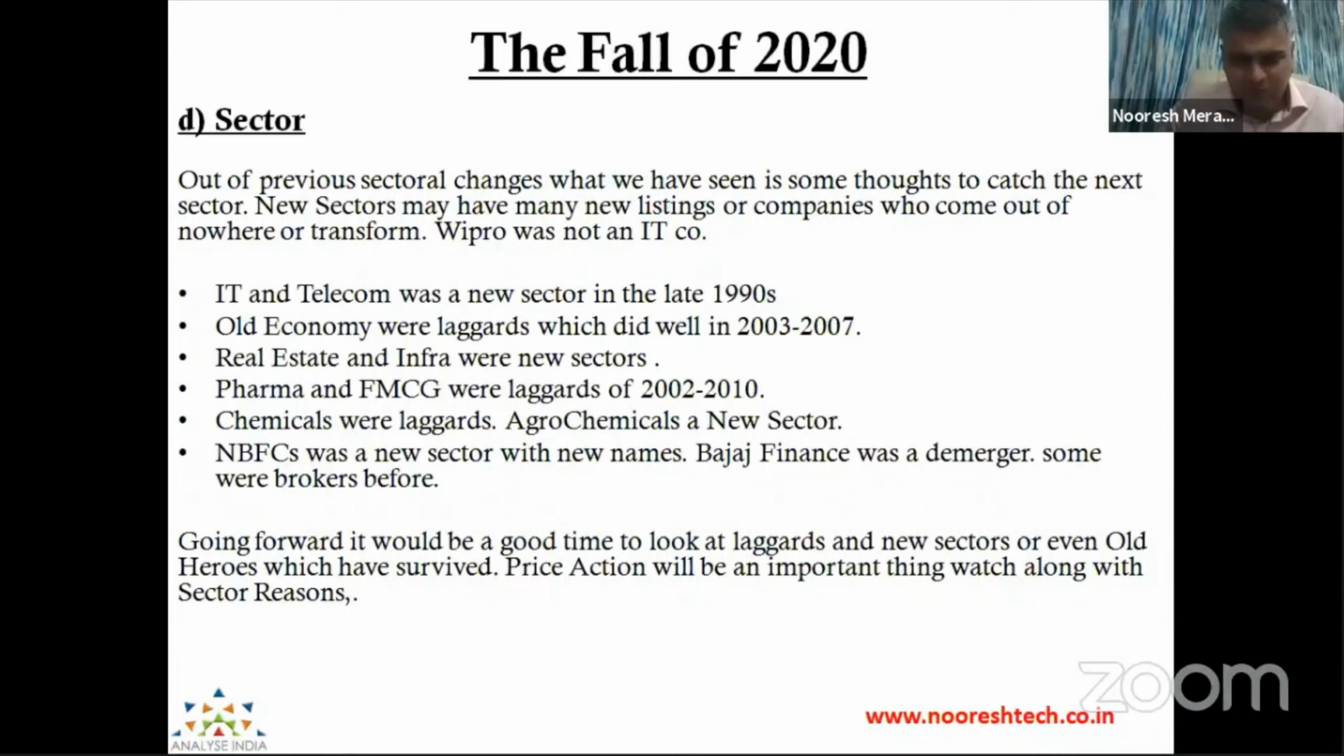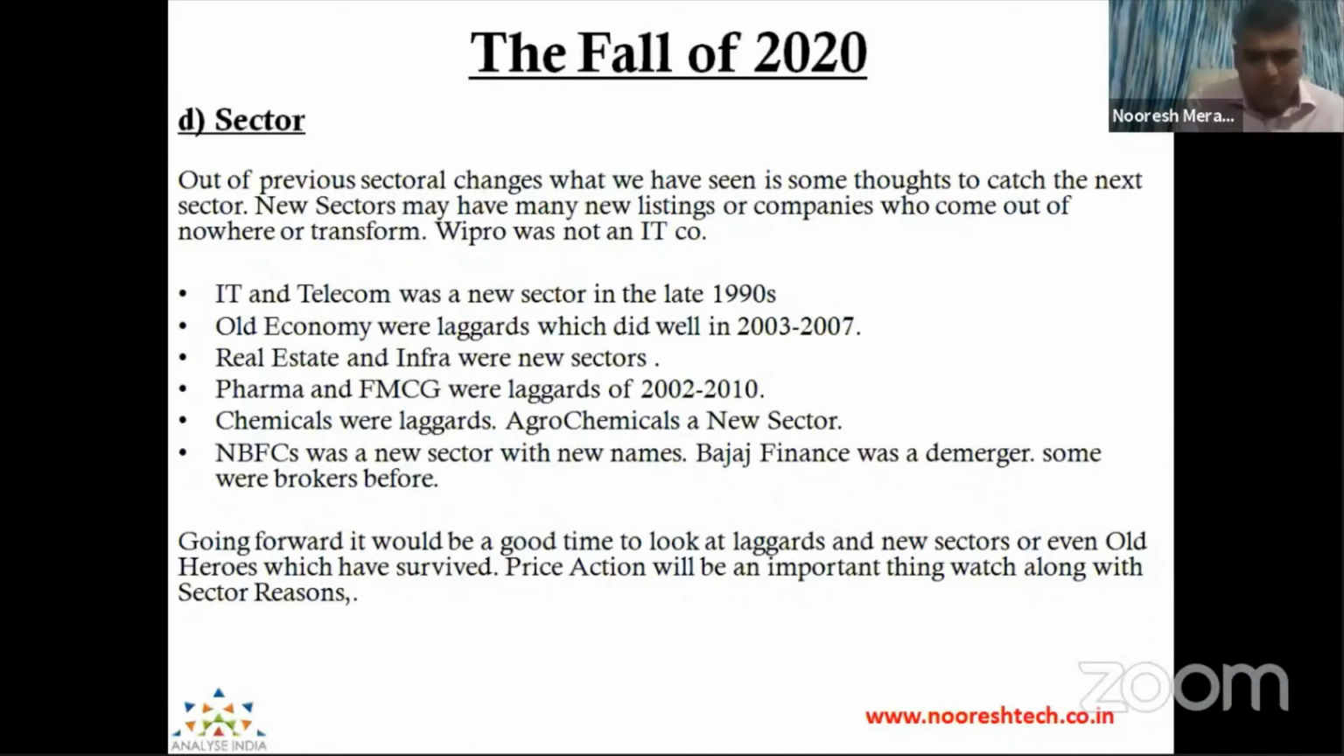IT and telecom was a new sector in the late 1990s. Old economy stocks were laggards in the 1990s, but did really well in 2003 to 2007. Real estate and infra were new sectors, and a lot of new listings came in. Pharma and FMCG were laggards of 2002 to 2010. Chemicals were laggards for 20 years. Agrochemicals is a new sector which has done really well since 2014.